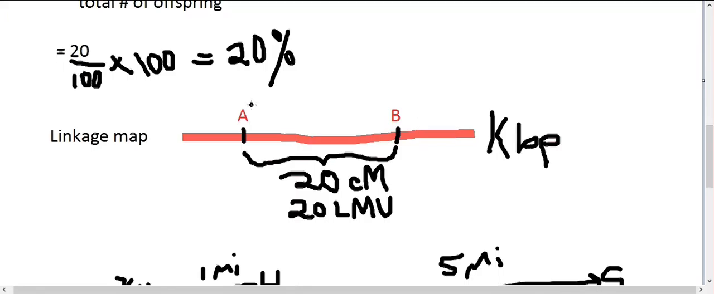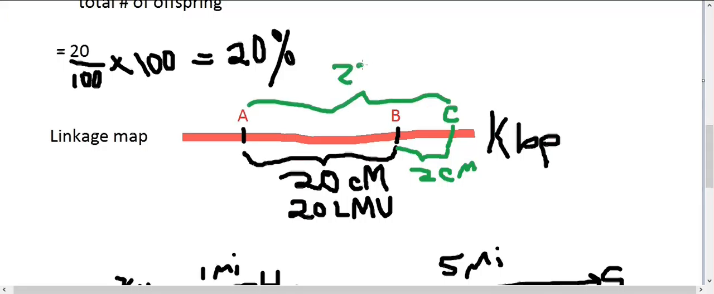What you could do is a cross between A and B, and then let's just say we throw C over here. You could also do B and C. Then you can figure out the distance from A to B and A to C, and then the distance from B to C, for instance. Let's say this would be 2 centimorgans, and then the total from here to here would be 22 centimorgans.